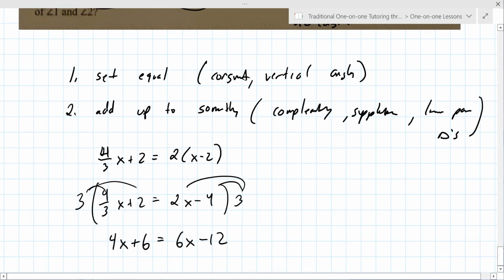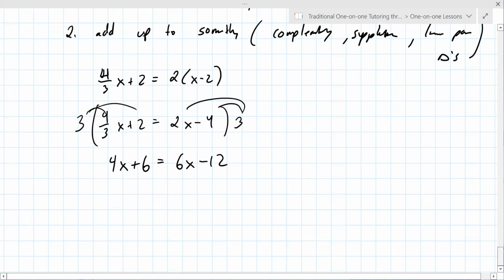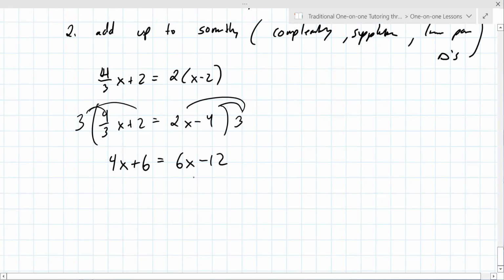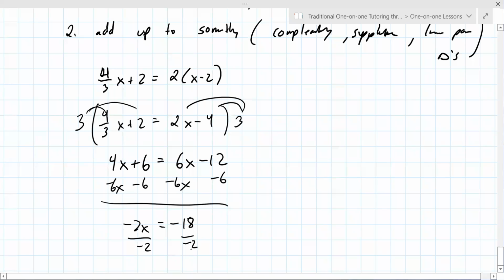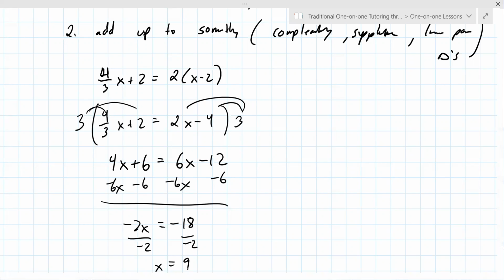6x minus 12. And then you would subtract 6 and 6x. Okay, yeah, subtract 6, subtract 6x. Minus 2x equals minus 18. X equals 9. So is that it? That's it.